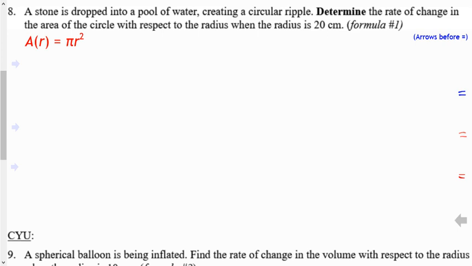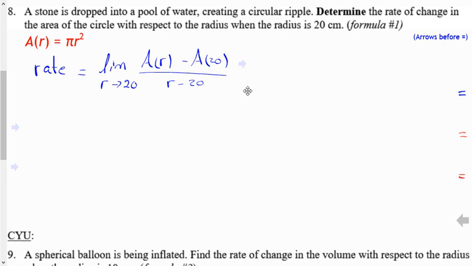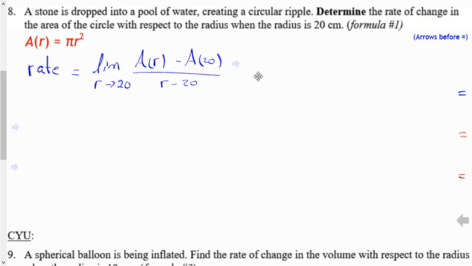Once again, we'll use Formula 1. So Formula 1 will look like this, where I'll have my rate of change in area with respect to radius. So area as a function of radius is pi r squared. So I have my area as a function of radius minus the area at a radius of 20 centimeters all over the radius minus 20. Again, numerator and denominator will both be going to 0. So I need to be able to find a common factor of r minus 20.